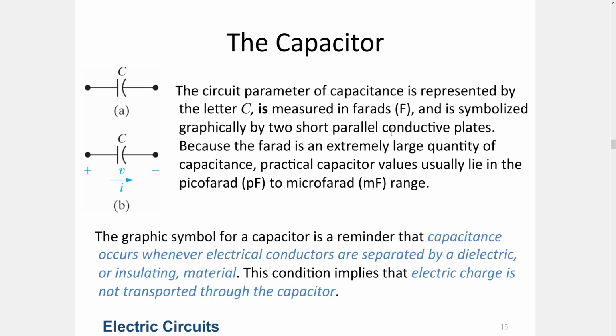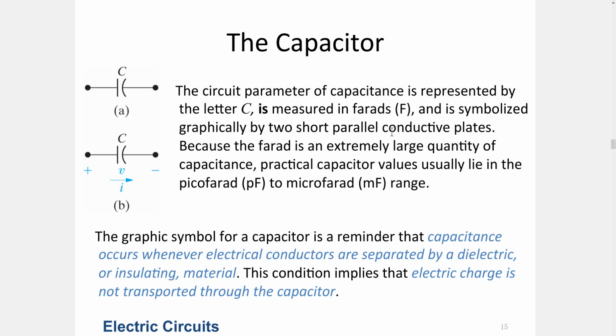You can think of it like a spring. When you compress a spring, you store energy, and when you release it, it returns the energy that you have stored in the system. You can establish some mechanical analogies between these components and basic physics knowledge. The circuit parameter of capacitance is represented by the letter C, and it's measured in farads, and the symbol is basically two short parallel conductive plates.